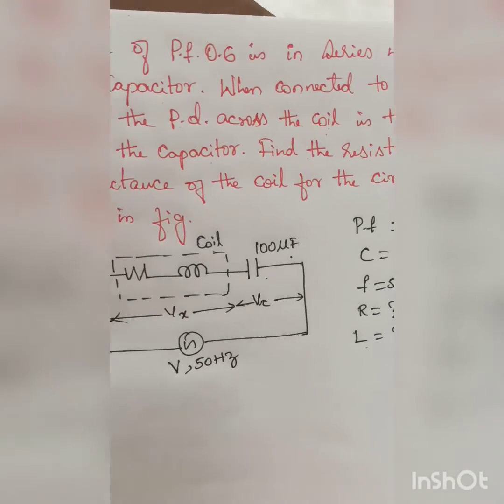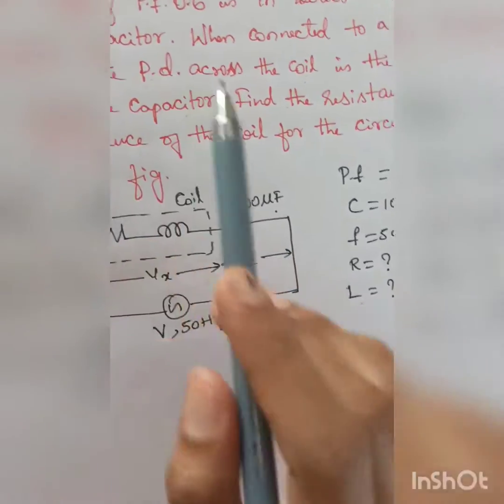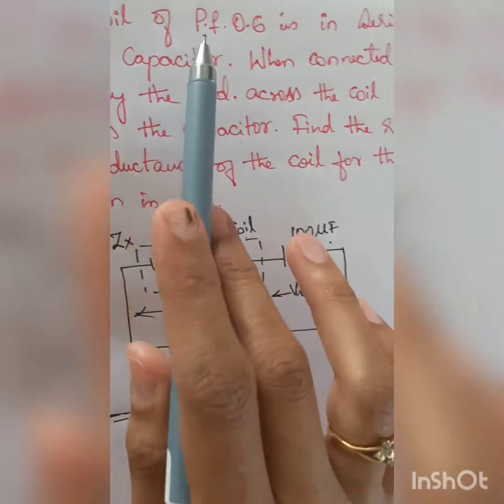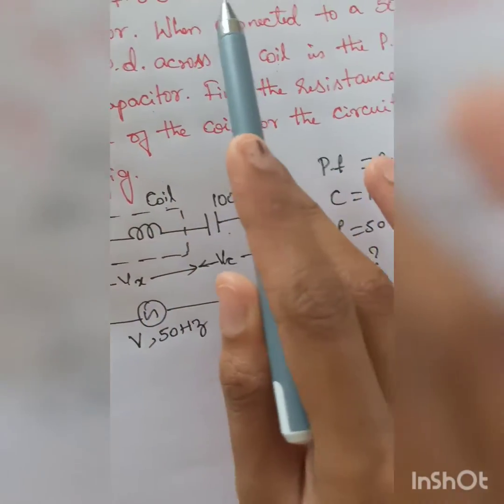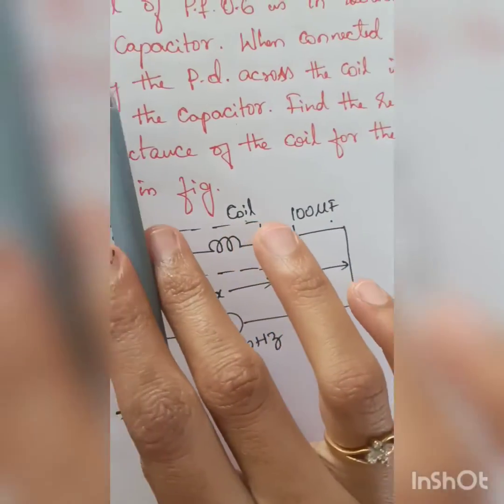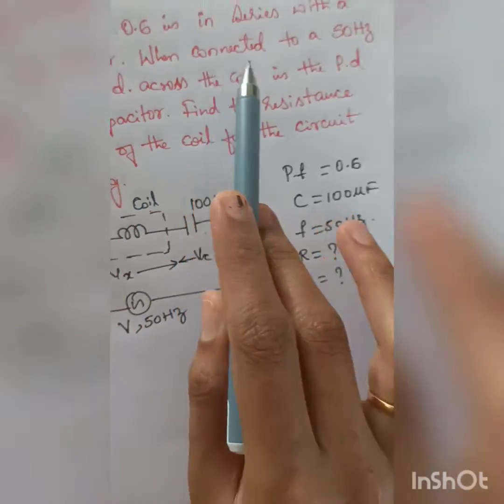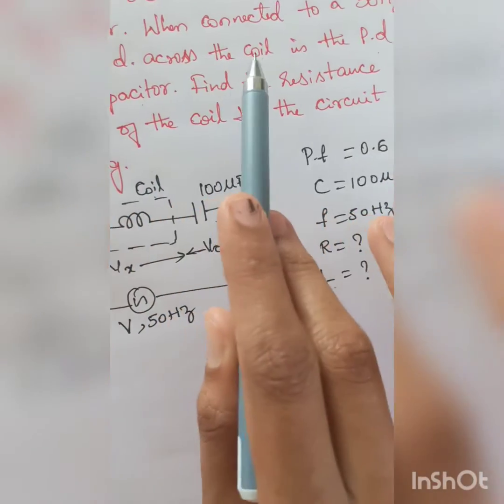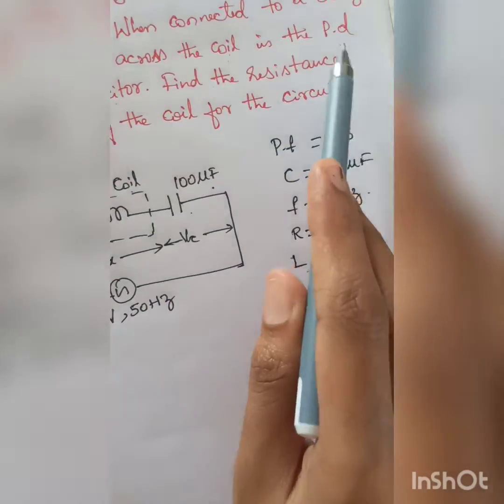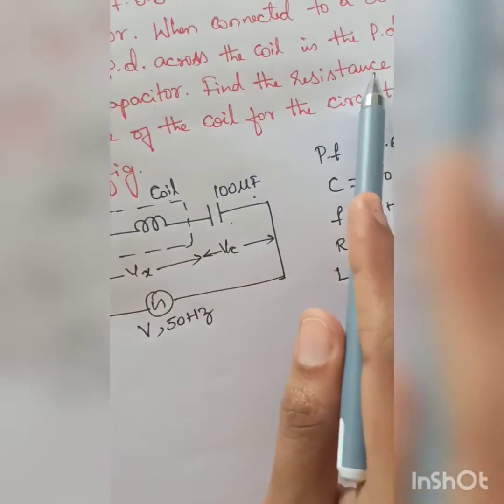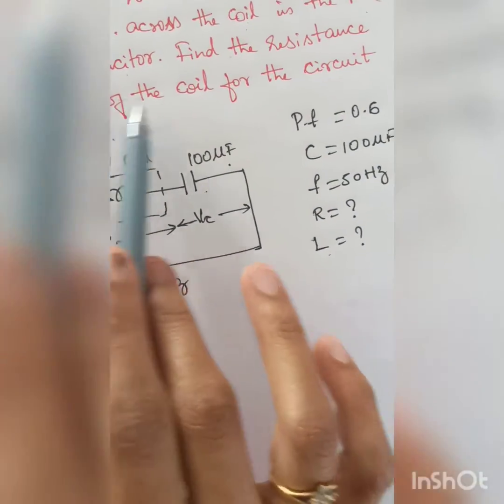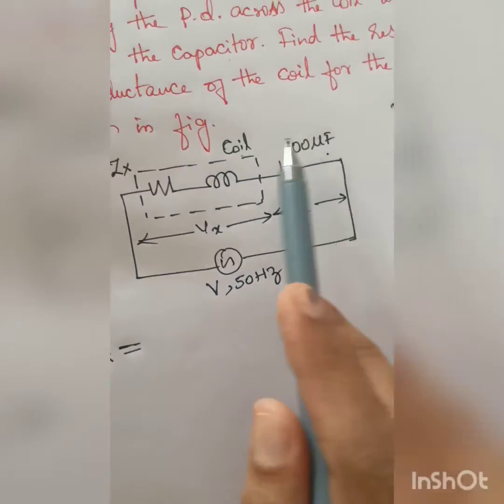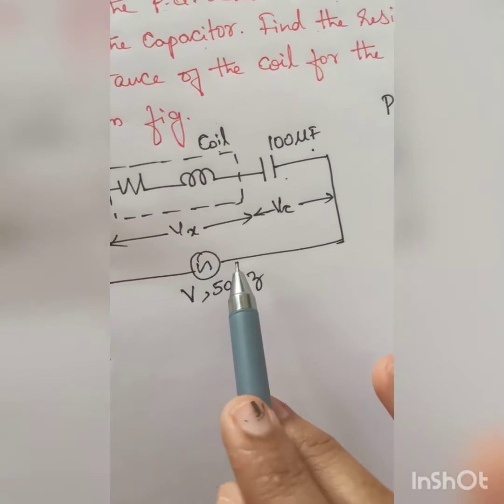Yes, next problem, the second problem in this RLC combination. A coil of power factor 0.6 is in series with a 100 microfarad capacitor. When connected to a 50 hertz supply, the power dissipation across the coil is the same as the power dissipation across the capacitor. Find the resistance and inductance of the coil for the circuit shown in the figure. So this is the given circuit we have.